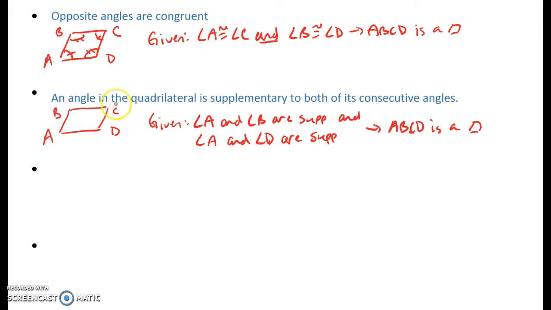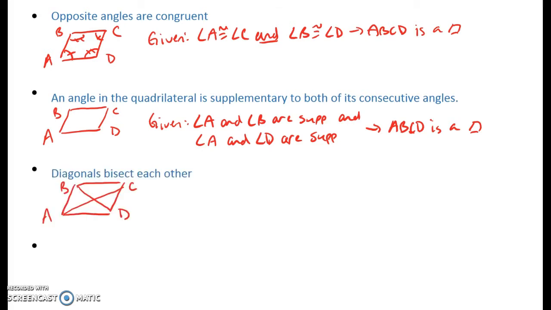Same thing, like if we knew that angle D was supplementary to both angle C and A, then we would have a parallelogram. So again, just 1 angle and both of its consecutive angles need to be supplementary. Okay? So next up, remember we had that property that involved diagonals. So if we know diagonals bisect each other, then we have a parallelogram. Right? Remember, bisect means to cut in half.